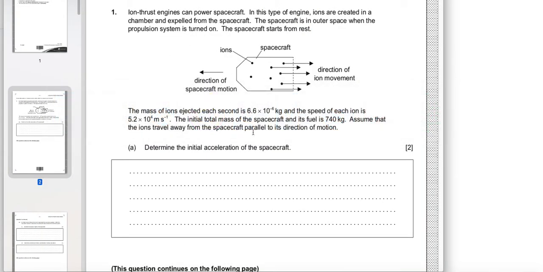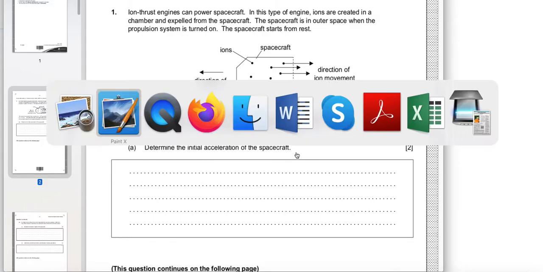I'm going to do this in this form. What is the initial acceleration of the spacecraft? To find acceleration, you have to know a force. Force is mass times acceleration. To find the force, you can use the law of conservation of linear momentum, the change of momentum of the ions in time. So how to do this?